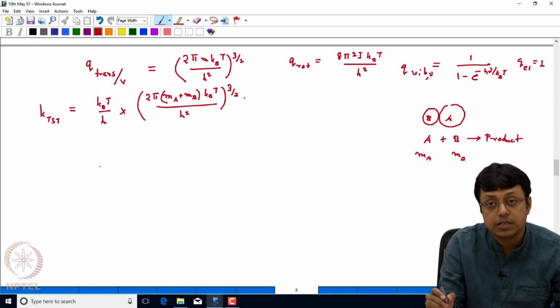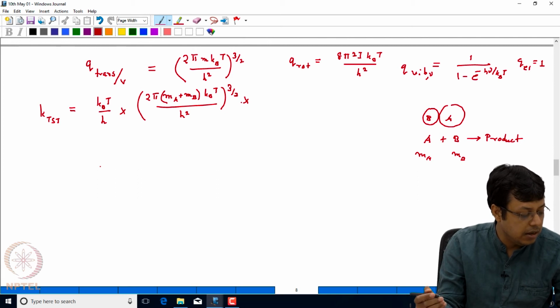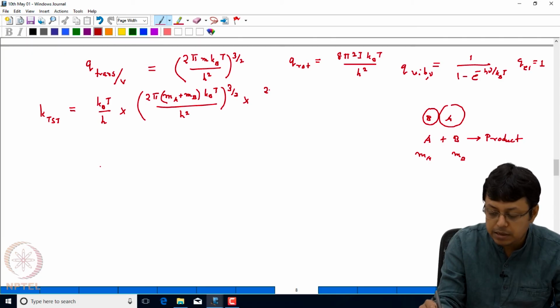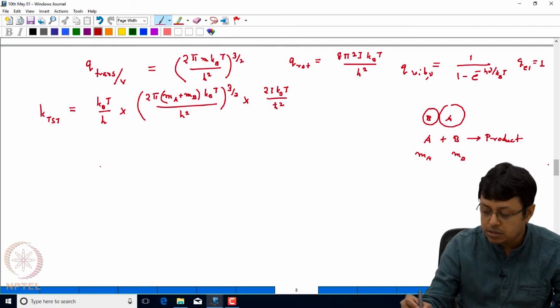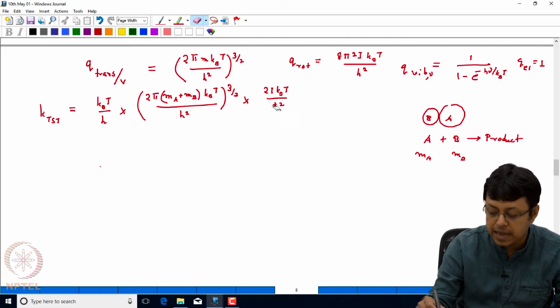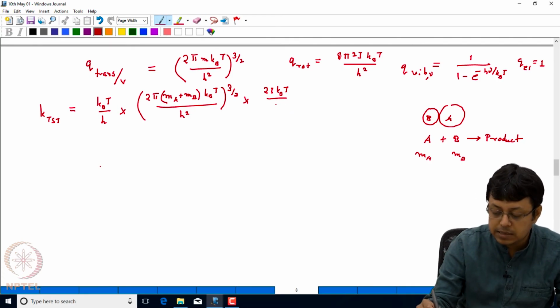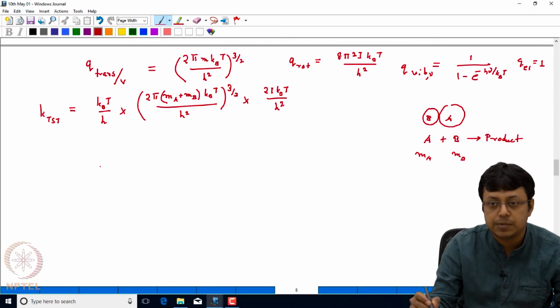That is the Q translation divided by V for the transition state, times, I now have to write the rotational partition function, and the rotational partition function in this case will be 2I kBT by h bar squared. But we probably wrote the rotational partition function in terms of h, so instead of writing h bar, we can write it as h squared, and h bar is h by 2 pi.